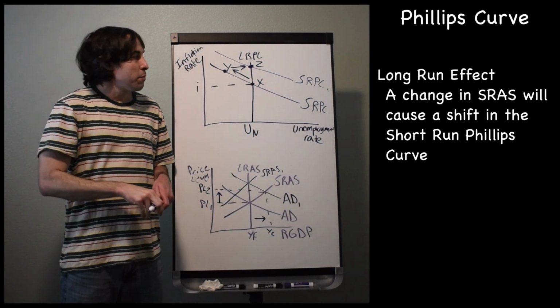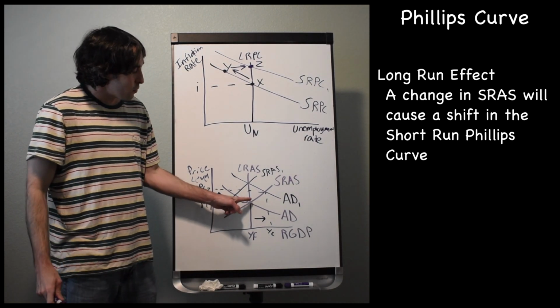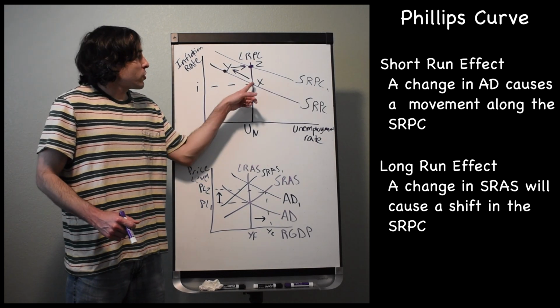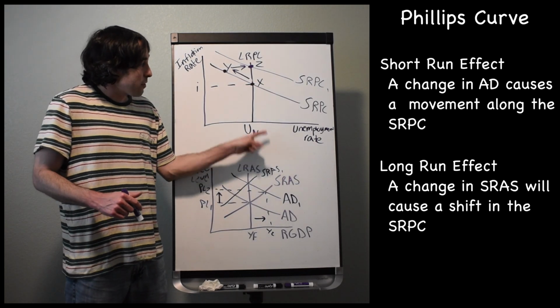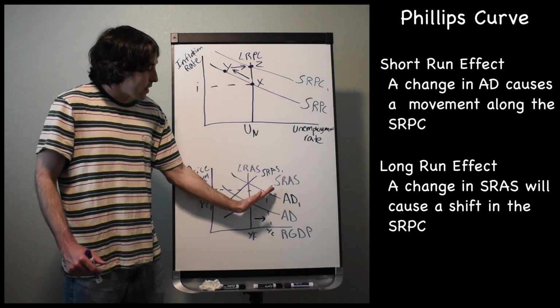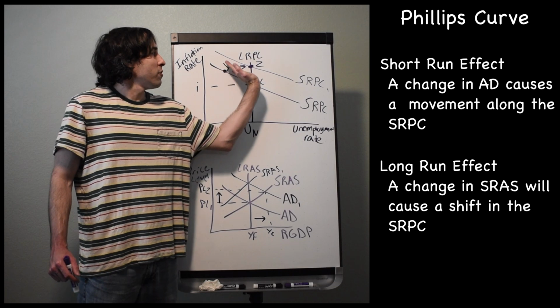We've gotten back to full employment. In the long run, the only thing that's going to change is price level. Prices went up, wages went up, and now we're back at full employment. So remember, a short-run effect or a shift in aggregate demand is going to cause a movement along the short-run Phillips curve. If the short-run aggregate supply shifts, then that's going to be a long-run effect, and the whole short-run Phillips curve is going to change.